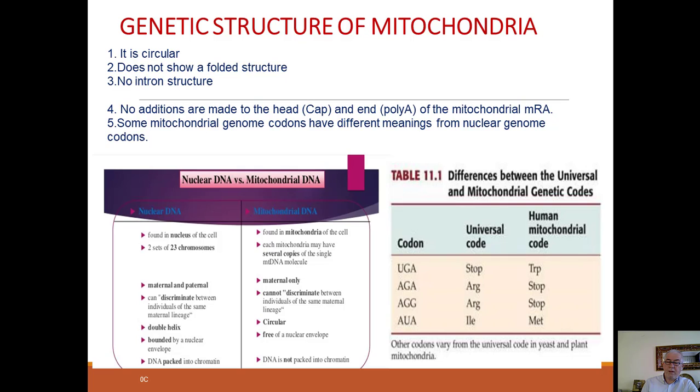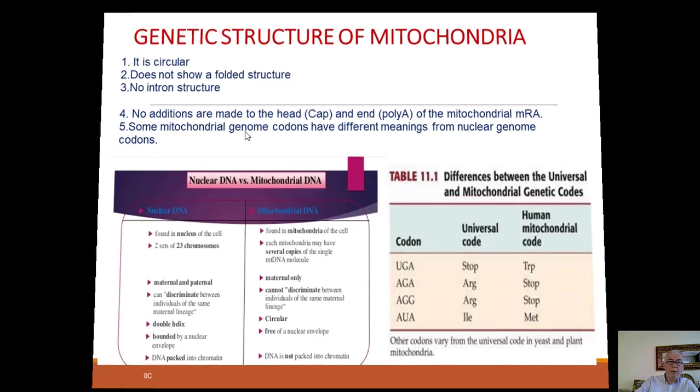Also, we generally say that the genetic code is universal. If we take one parenthesis, it can be true. In mitochondrial DNA, no addition is made of the cap and poly A to mitochondrial mRNA, another big difference for the mitochondrial genome. Also, as I told you, some mitochondrial genome codons have different meanings from nuclear codons.